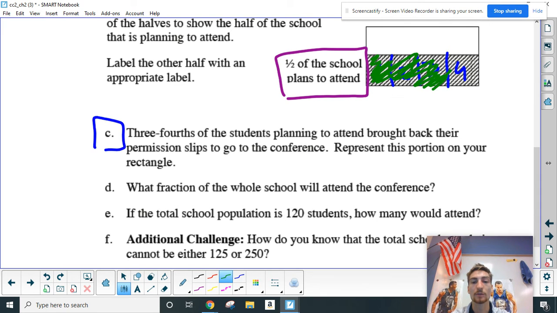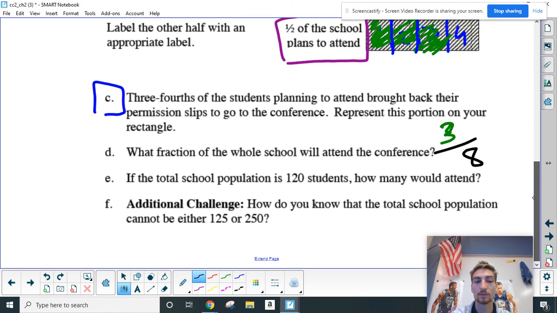And then what fraction of the whole school will attend this conference? Well, I'm going to extend these blue lines up. And now we've made it into eighths, and you'll see that 3 out of the 8 squares are filled up. So 3 out of the 8 total squares. So that'd be a fraction of the whole school.